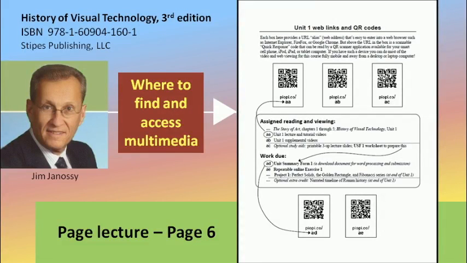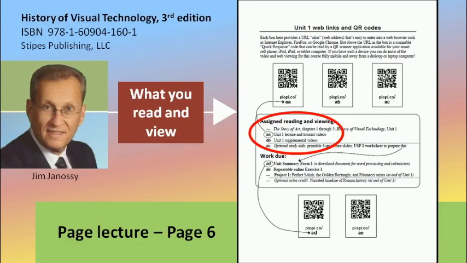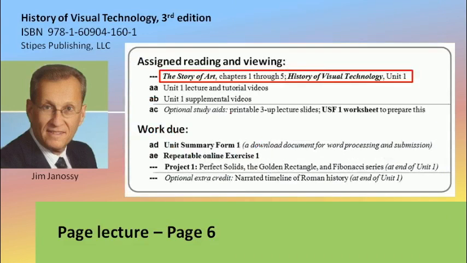I'm going to give you a short page lecture covering page 6 of the History of Visual Technology, the 3rd edition. You see that page on the right here. What I'm going to do in this very short lecture is to explain how this page gives you all of your reading assignments and viewing assignments for Unit 1 and gives you access to the work that's due in this unit. What it's intended for you to read and view in Unit 1 is indicated in the red circle, but let's take a look at a larger version of that for clarity.